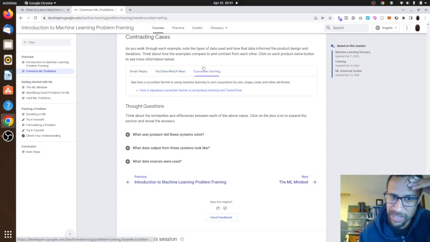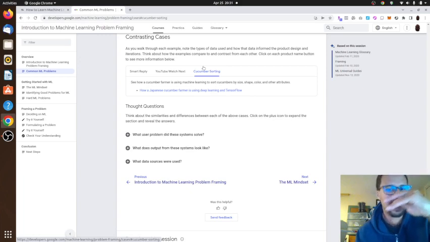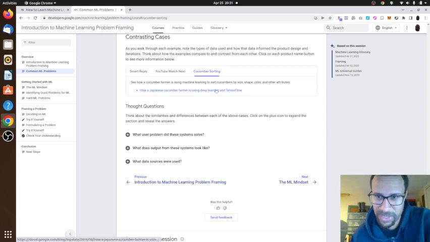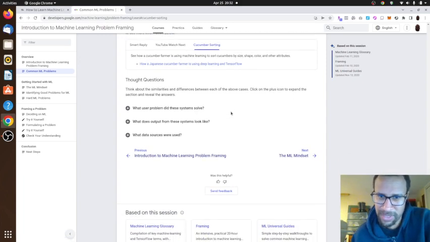Cucumbers. Why does that sound familiar? See how a cucumber farmer uses machine learning to sort cucumbers by size, shape, color, and other attributes. Guess there are different colors in Japan. Huh. A cucumber farmer. For real? Amazing. Think about the similarities and differences between each of the above cases.